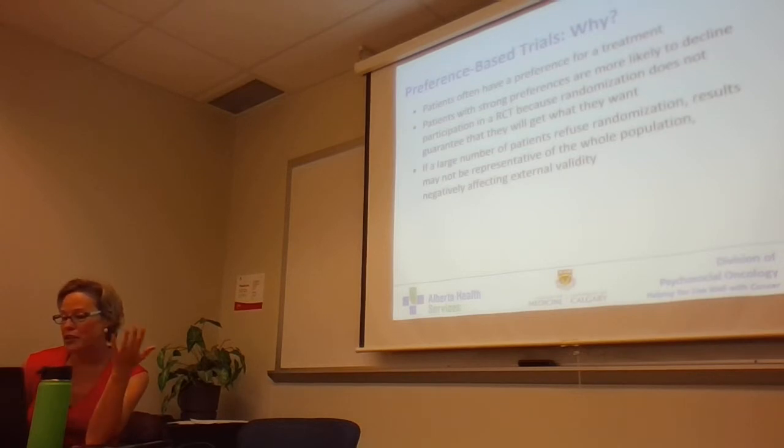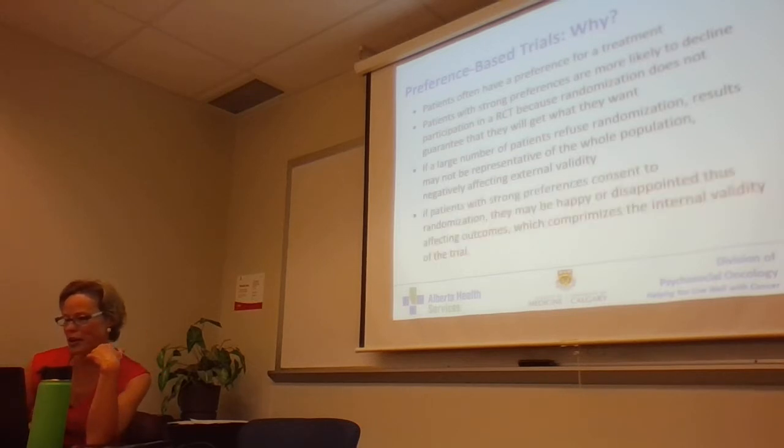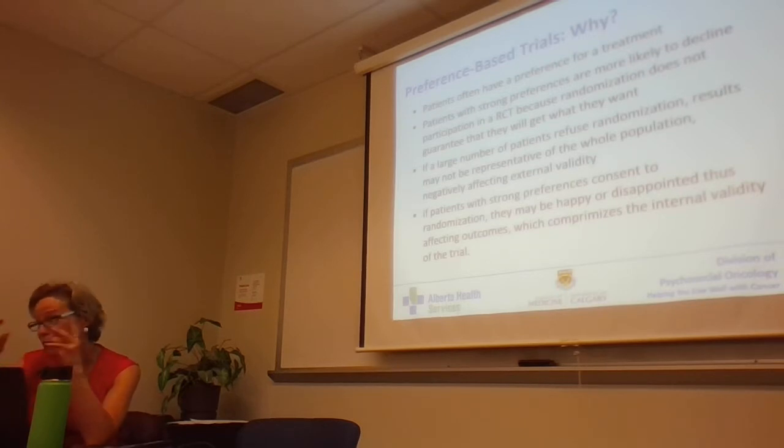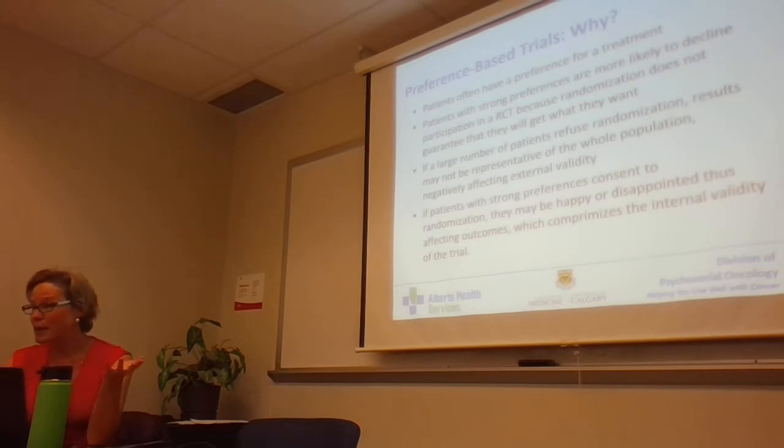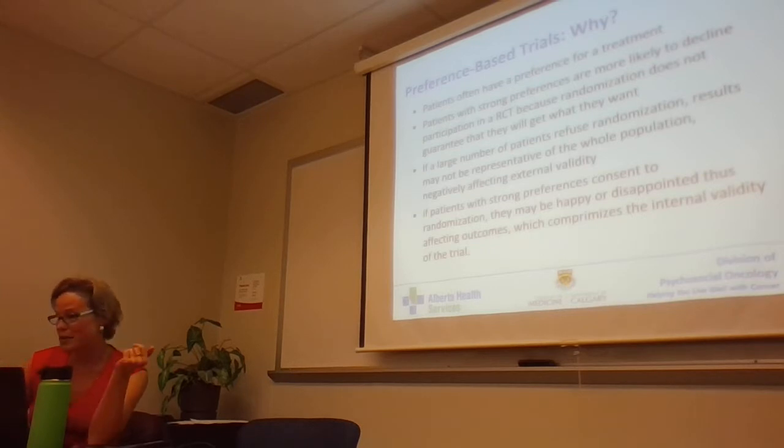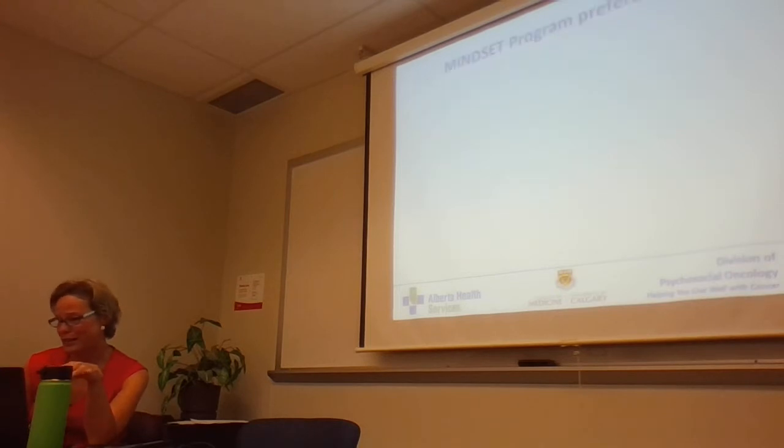And so when a large number of people refuse to be randomized, it doesn't represent the whole population, so your generalizability goes way down, right? That's your external validity, your generalizability, which is what the pragmatic trials are trying to enhance. And if the patients who have strong preferences still consent to randomization, they're like, well, all right, I'll help you, I'll be in your study, but I'm really hoping I get the one I want. So they may be really happy when they get what they want, or they're going to be really disappointed when they get what they don't want, and this could affect their outcomes. So I'm going to show you what happened to us in a trial that was exactly this.